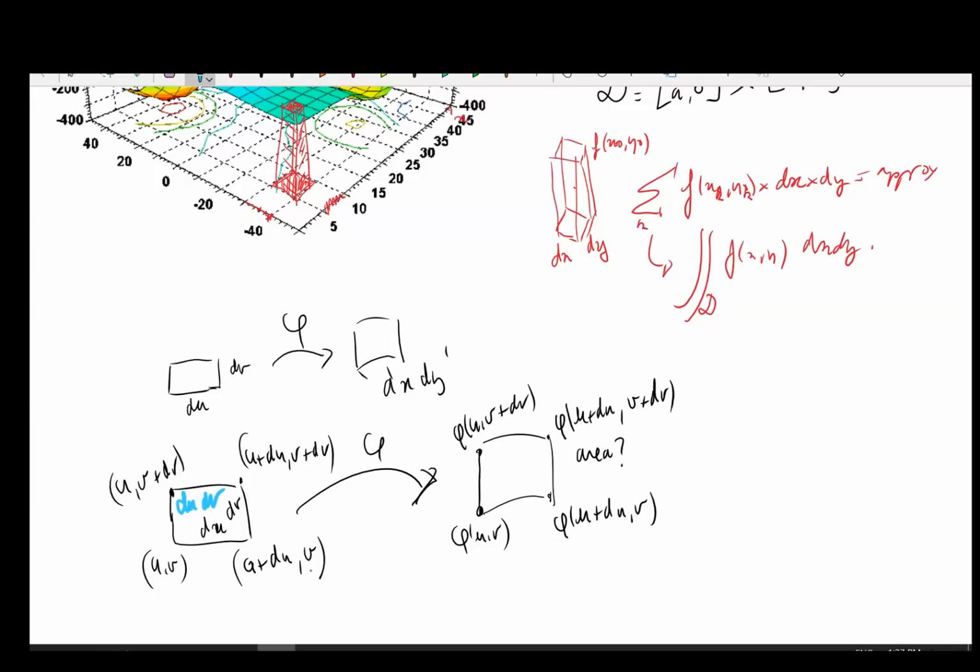Okay, and that's supposed to be dx dy, and we want to know the relation between those two areas. So let's say that this is going to be approximated by the area given by two vectors, this vector A and that vector B. They appear more or less straight with a right angle, but it's not supposed to be a right angle.